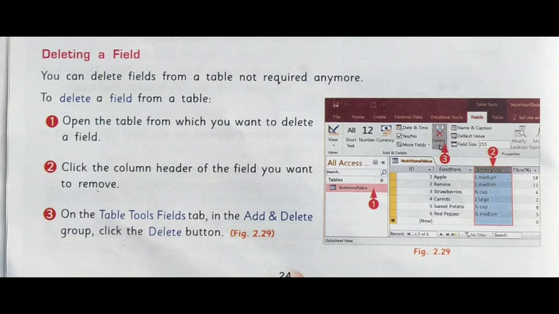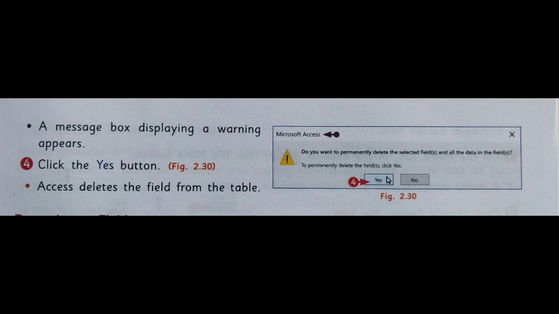Deleting a field. You can delete fields from a table if they are not required anymore. To delete a field from a table, first of all, open the table from which you want to delete the field. Click the column header of the field you want to remove. On the Table Tools Fields tab, in the Add and Delete group, click the Delete button. A message box displaying a warning appears. Click the Yes button. Access deletes the field from the table.